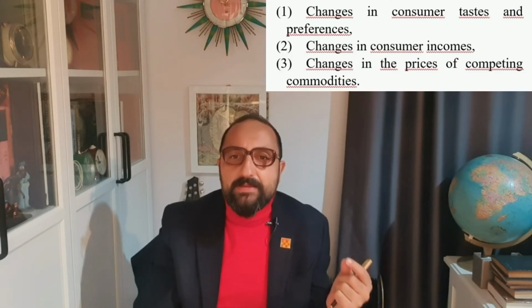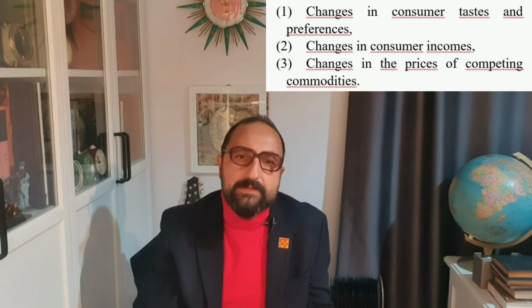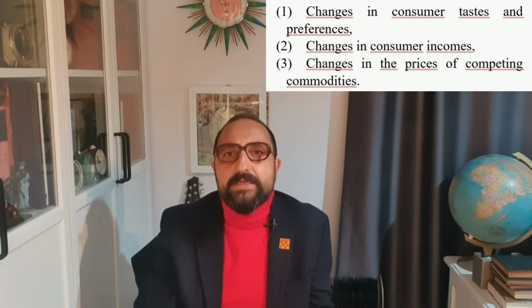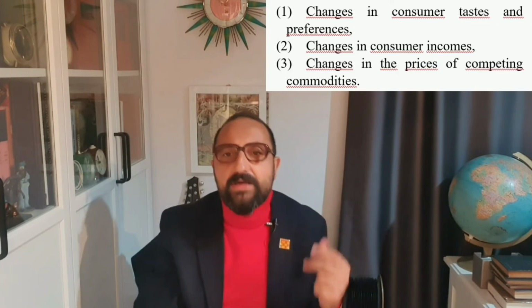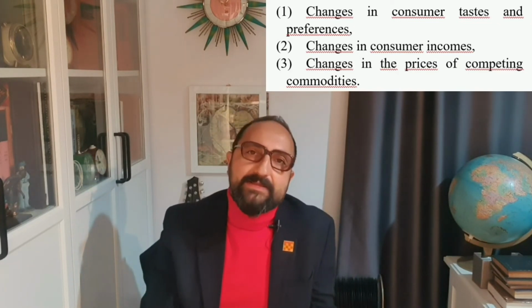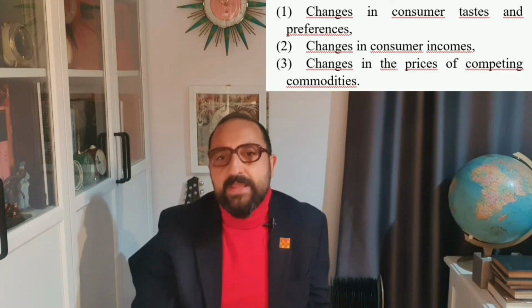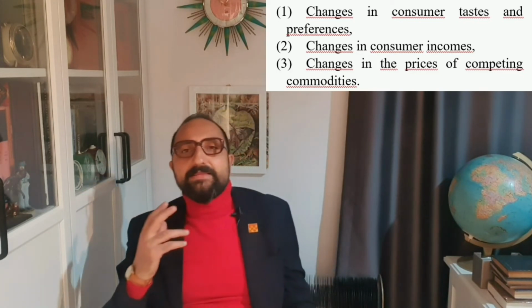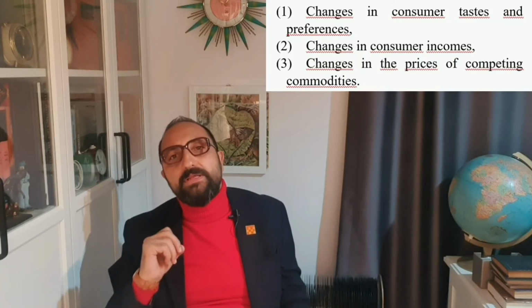Three classes of forces operate to cause the demand curve to change its position in the short run. These forces or determinants of demand may be listed like this. Firstly, changes in consumer tastes and preferences, and the second one, changes in consumer incomes, and the third one, changes in the prices of competing commodities. And in the long run, the size and composition of the population may be added as an important determinant.